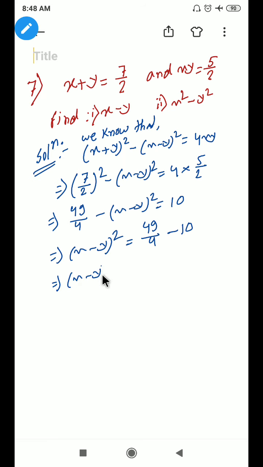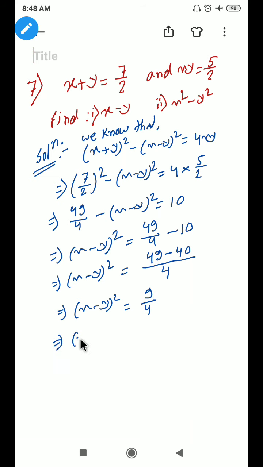So (x minus y) whole square is equal to, there is 4, 49 minus 40, so this will be 9/4. So x minus y will be root over 9/4, and whenever anything comes out from the root, this will be plus minus. So plus minus 3/2 here.